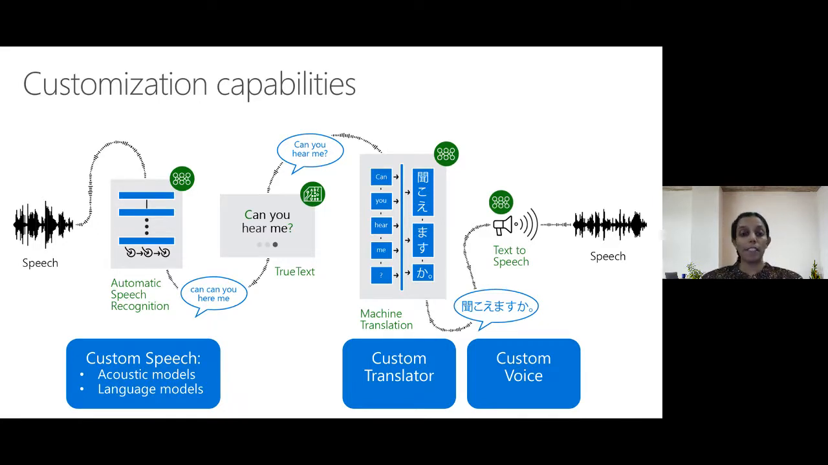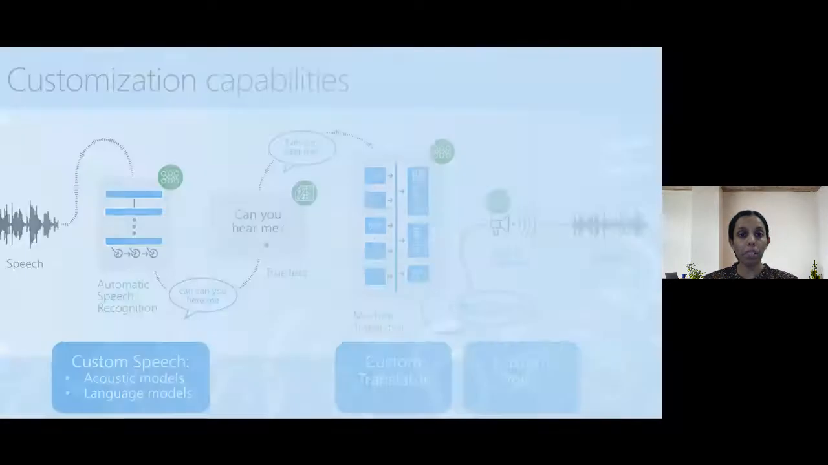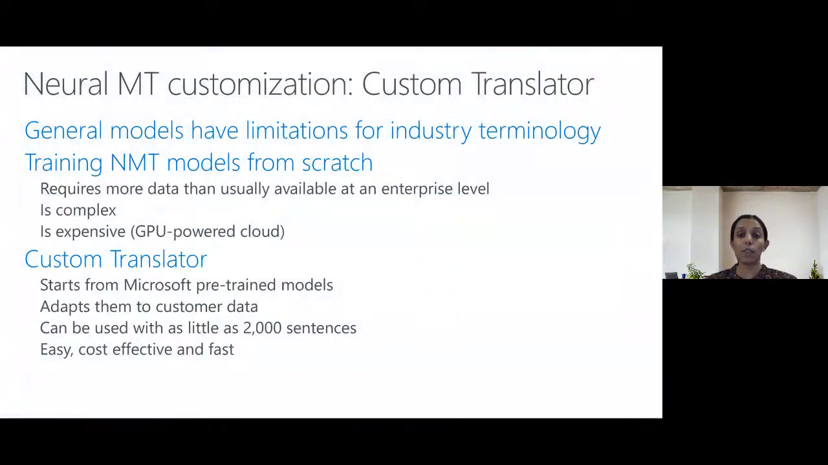Throughout the process, you also have the option to customize things. You can customize your speech models, the acoustic and language models. You can do a custom translator, you can do a custom voice. So maybe you don't want the Alexa voice, you want a different voice for your IVR systems. All that is possible. Now the next thing, like I said, is customization. It's helpful to sometimes customize this whole thing. So we offer something called custom translator, which allows you to do neural machine translation customization.